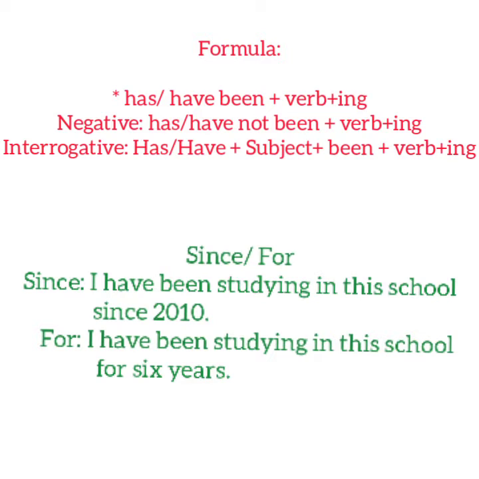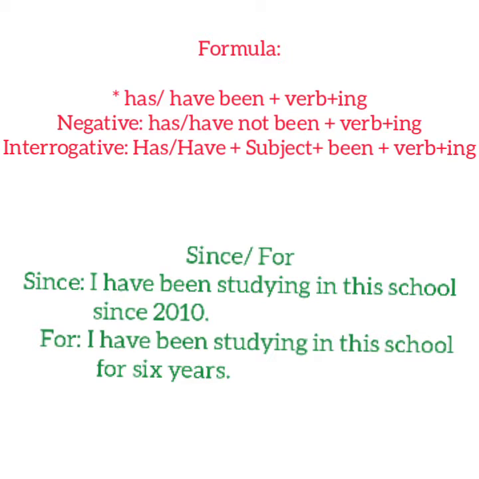Here is an example. I have been studying in this school since 2010. This sentence gives us a specific year, or the exact year, of studying in this school.